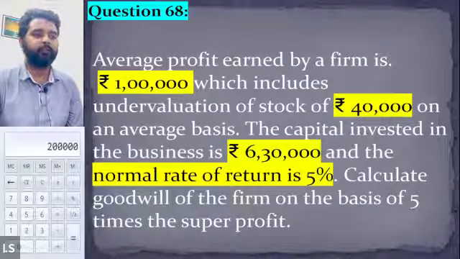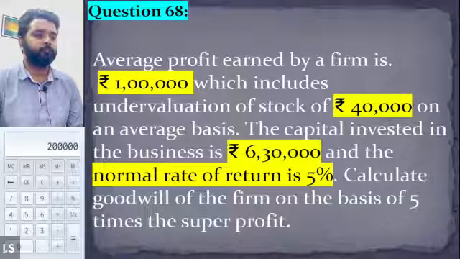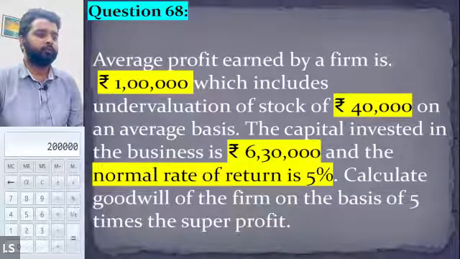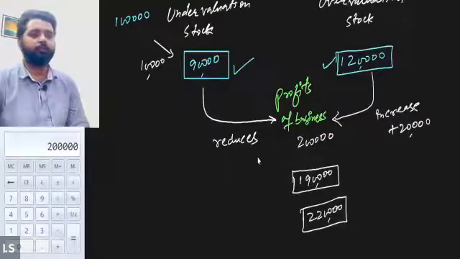Right, everyone? So basis of 5 times means 5 years, right? Yeah, for the time being you can consider it as the number of years purchase. Done, everyone? The question is clear to all of you, yes or no? Yes, sir. Okay, so let me solve this question for you and then I'll give you the next question and you can solve that.